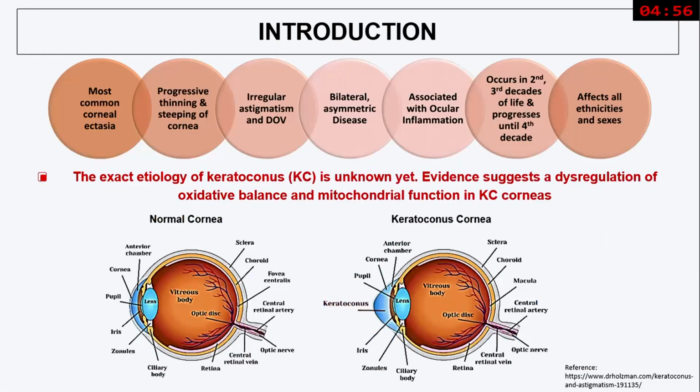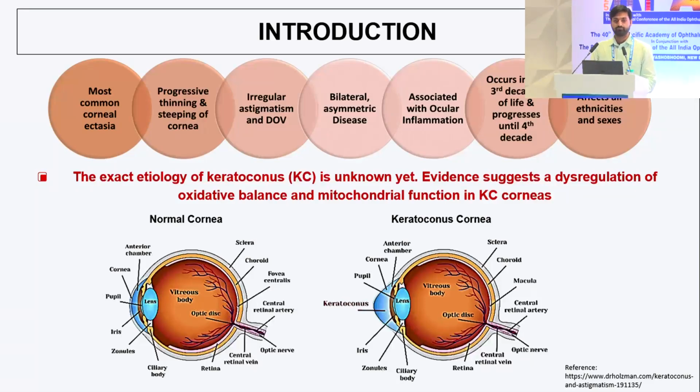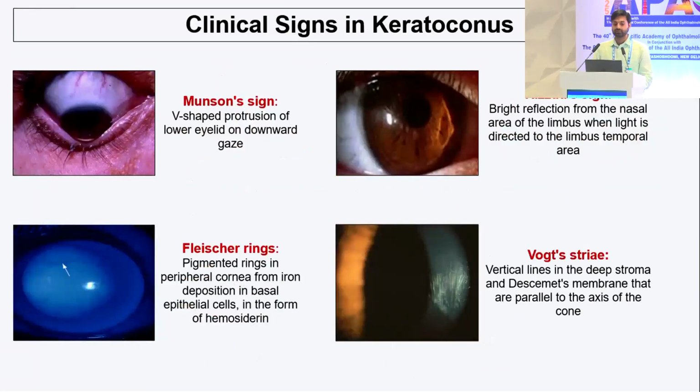Keratoconus is the most common corneal ectasia and involves progressive thinning and steepening of the cornea. It is irregular, bilateral and asymmetric in nature. The exact etiology of keratoconus is not yet well known, but there is molecular evidence which suggests that there is dysregulation of oxidative balance and mitochondrial dysfunction in keratoconus corneas. These are some clinical signs of keratoconus: Munson sign, flesh-showing, rigidity signs, and Vogt stripe.